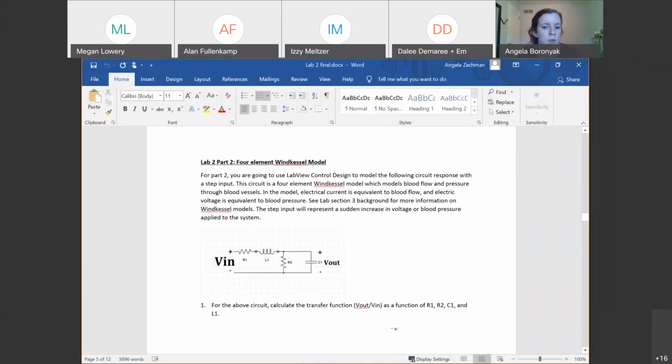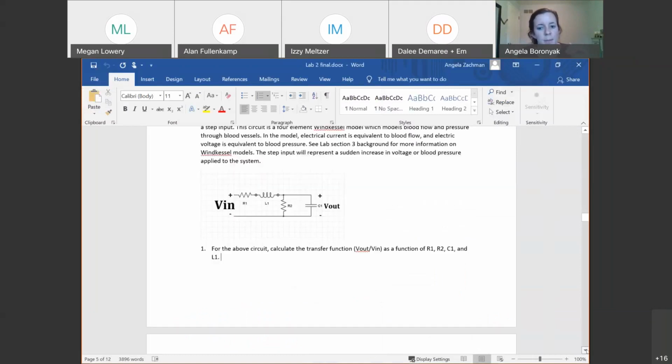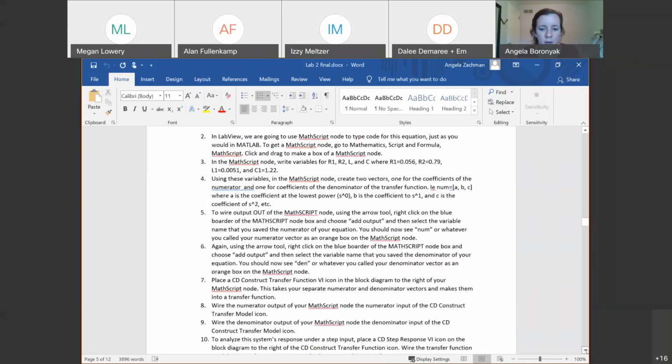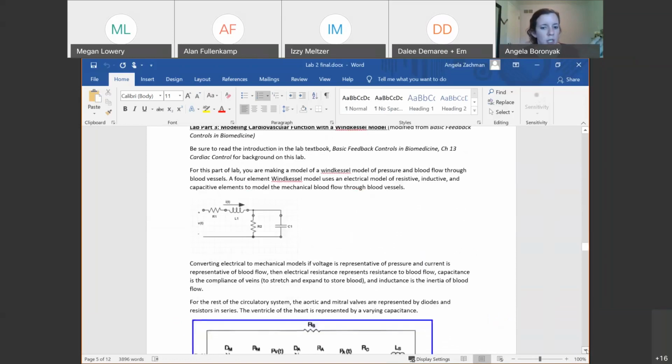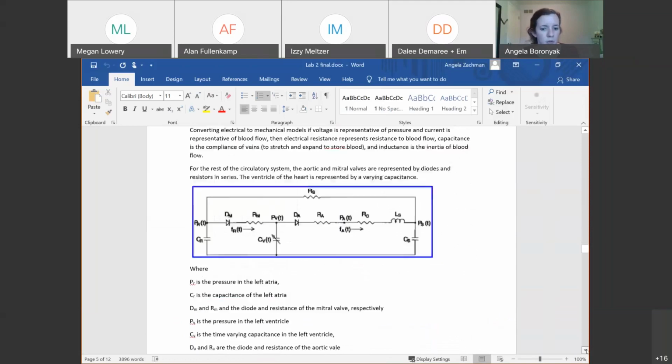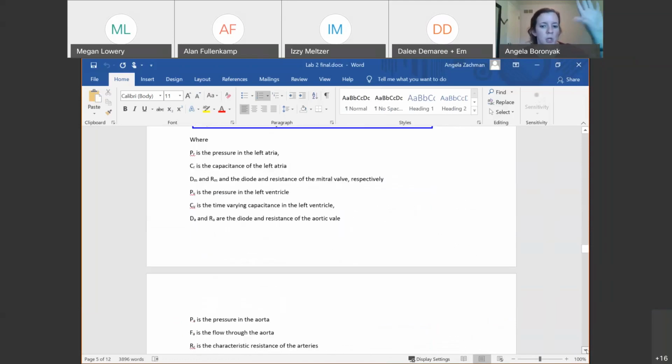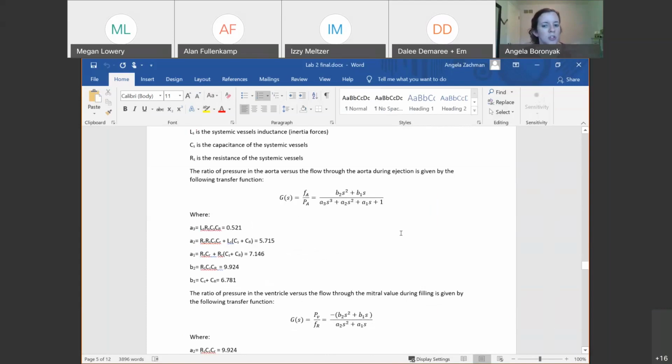We're going to be doing basically the same program for part 2, when you're doing this 4-element model, where you need to come up with the transfer function yourself, based on its coefficients of s. And then part 3, where you're doing the more complex Windkessel model for both ejection and filling, where I've given you the transfer functions for them. But your program's basically going to look the same. You're just going to change the coefficients for your transfer function for each one.